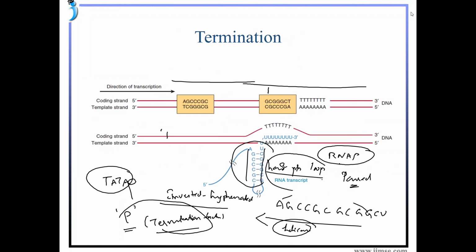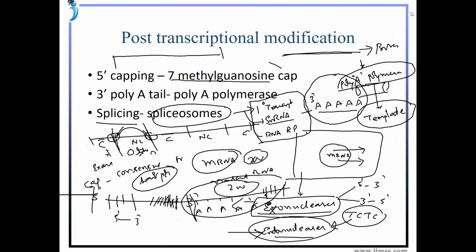And when does rho factor bind, and what is the important function of rho factor? And in initiation, what is the function of sigma factor? I told you it will increase the affinity of binding, whereas rho factor will actually decrease the affinity of binding and it will have helicase activity to terminate the synthesis. And you should know about poly A polymerase. It doesn't require any template. These will be the major MCQs that will be asked.